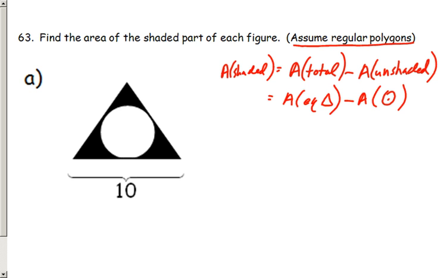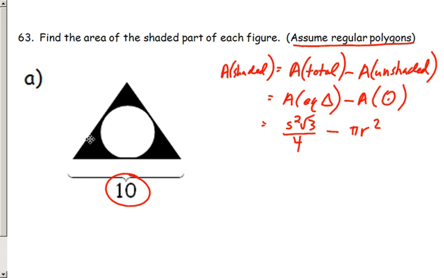So I need to figure out some things. I know the area of an equilateral triangle has a certain formula, which you can put on your little card. It's side squared root 3 over 4. And then the area of a circle has a certain formula as well, which is pi r squared. So I need to figure out, basically, I know the side is 10. So what I have to figure out here is what's the radius. And that's the hard part, because that's going to tell me the area of the circle.